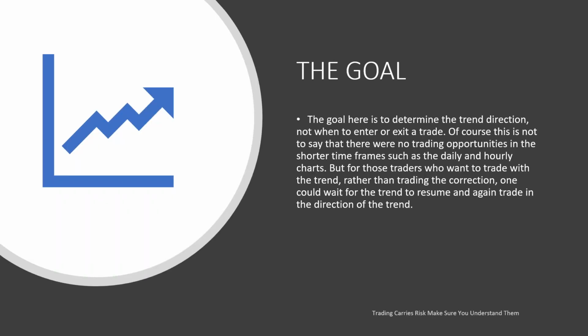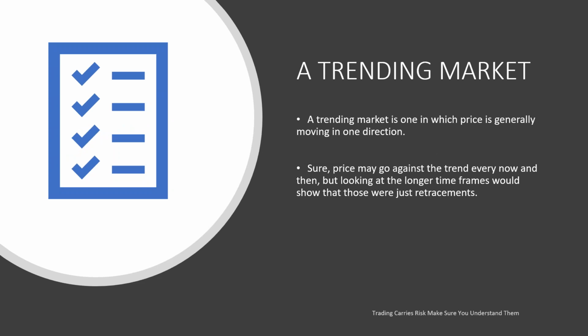Now, before we talk about trends or trend lines, we have to understand that there's a big difference between a trend and a trend line. A trend really has no rules to it. So the goal here is to determine the trend direction, not when to enter or exit a trade. Of course, this is not to say that there is no trading opportunity in the shorter term time frames, such as the daily and hourly charts. But for those traders who want to trade with the trend, rather than trading the correction, one could wait for the trend to resume and again trade in the direction of the trend.